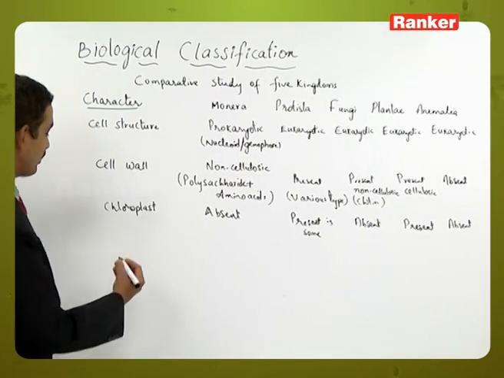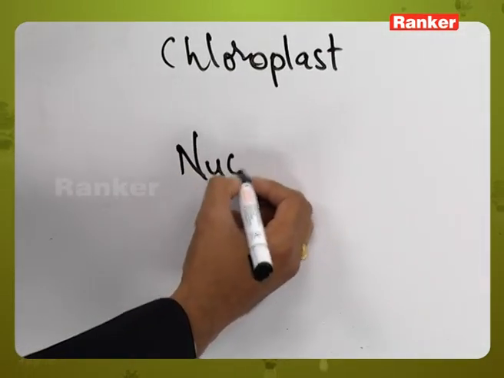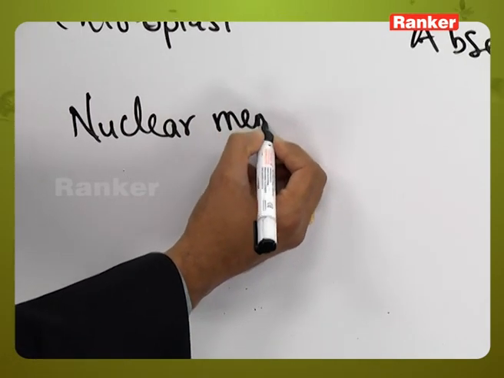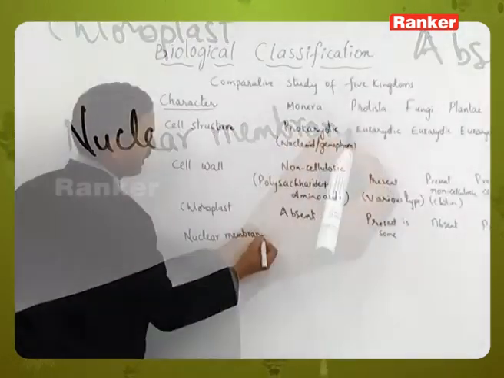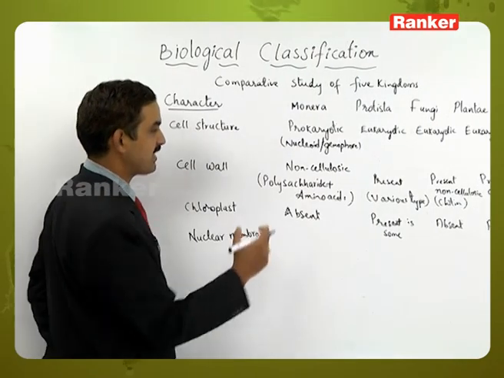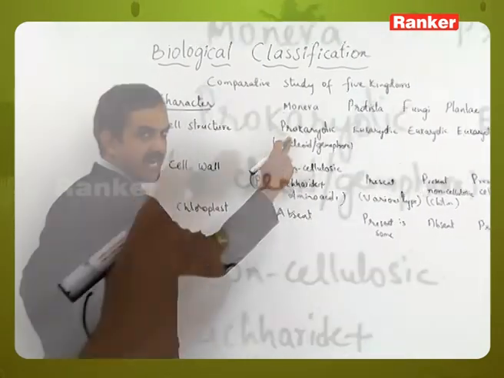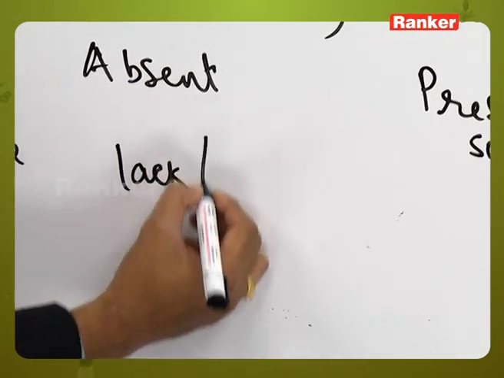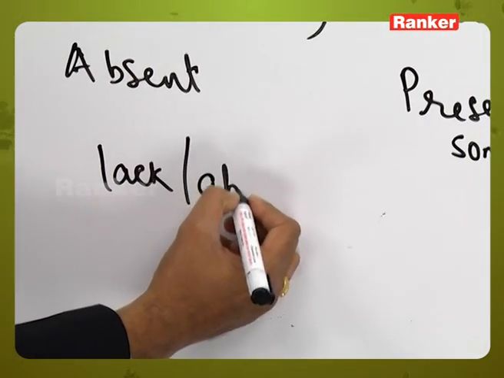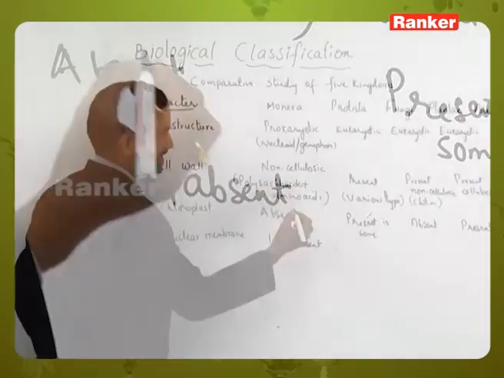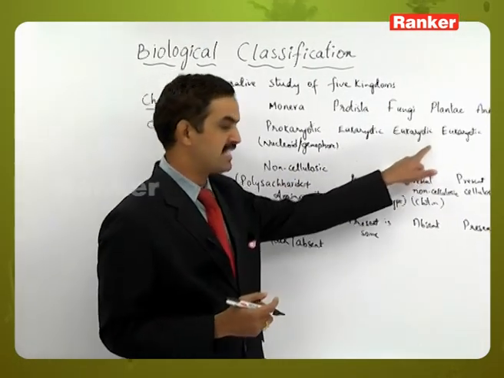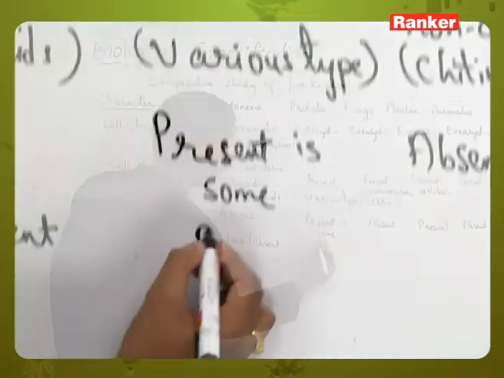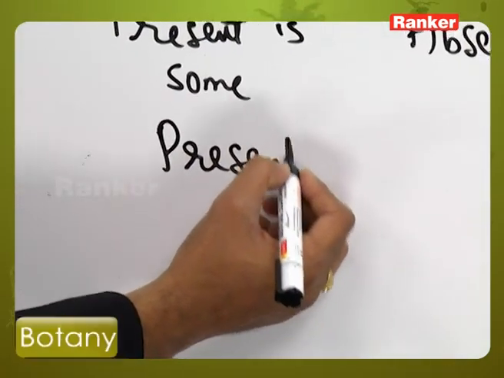Then let us come to the nuclear membrane, that is the nature of the nucleus. In the first characteristic feature we had discussed why they are called prokaryotic organisms. So here they lack the nuclear membrane, that is, it is absent. Whereas all others, which are eukaryotic in nature, contain the nuclear membrane. So the nuclear membrane is present in all other groups.